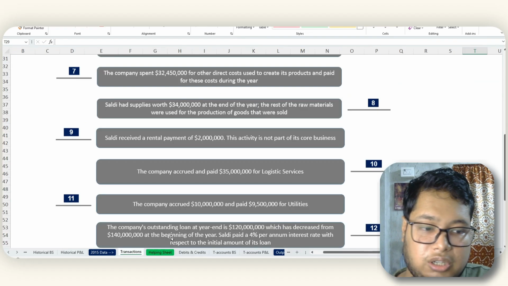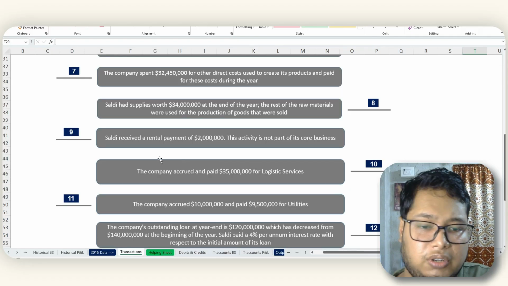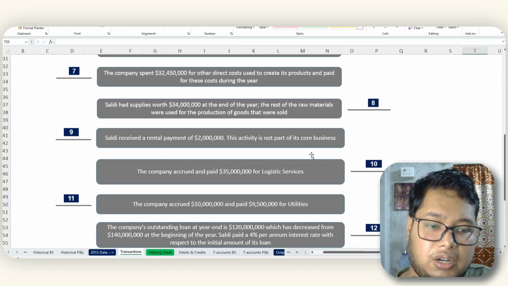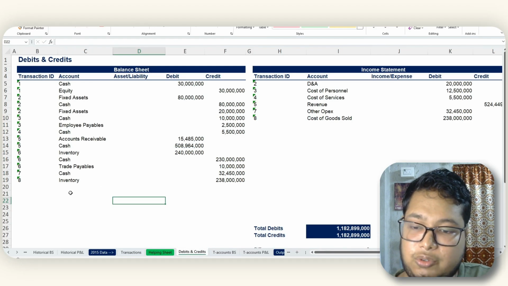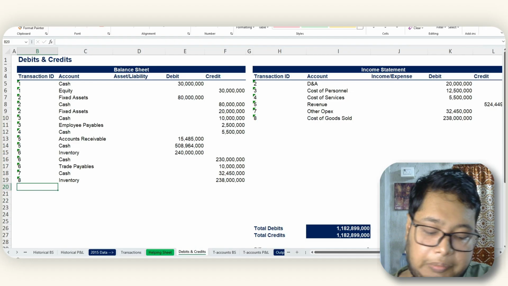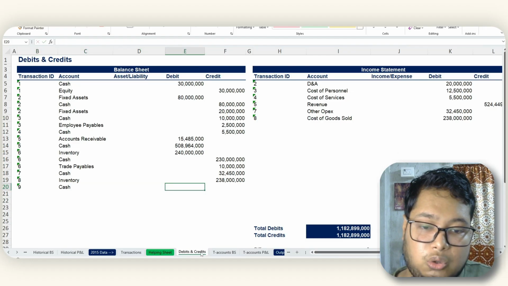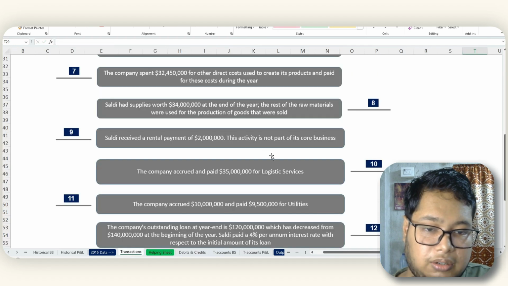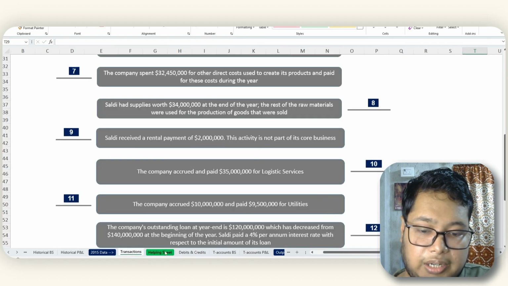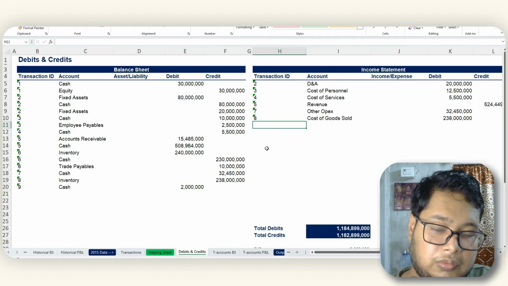Let's see transaction 9. Sally received a rental payment of $2 million. This activity is not part of its core business. Cash movement: obviously, I received the cash, $2 million, not 20. Yes, $2 million in rent. Right, cash, and that goes with the rental income.